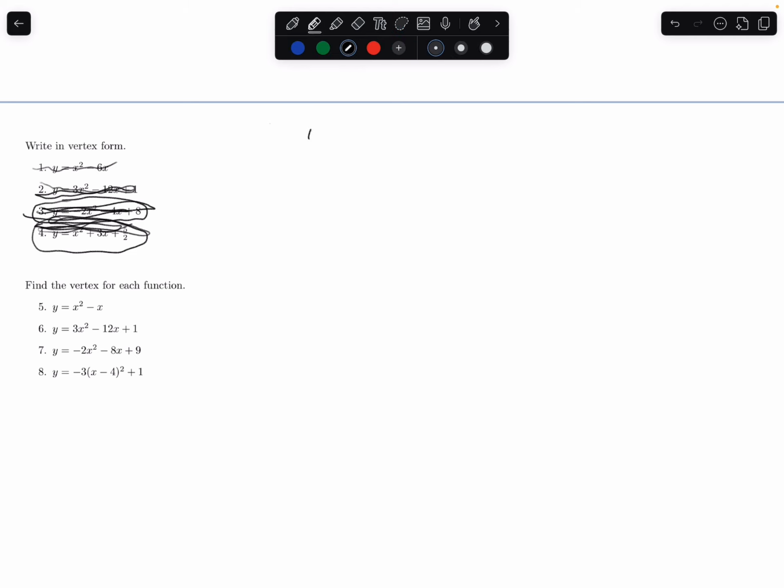Okay, number 5. Find the vertex for each function. Easy. I'm going to do the exact same thing. H is equal to negative b over 2a. K is equal to f of that. And then fill in your a. A is 1 here. B here is negative 1.